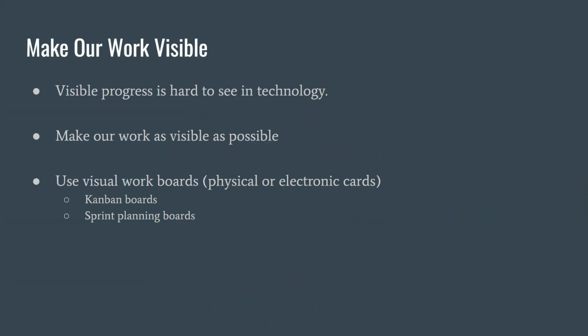The principles of flow is creating effective circulation of projects in the workplace. When software is being developed, progress is really difficult to see. If we can make our work visible, like in manufacturing a product, we can see places where we can be more efficient. Using a visual work board, like a Kanban board or a sprint planning board, makes work in technology visual.